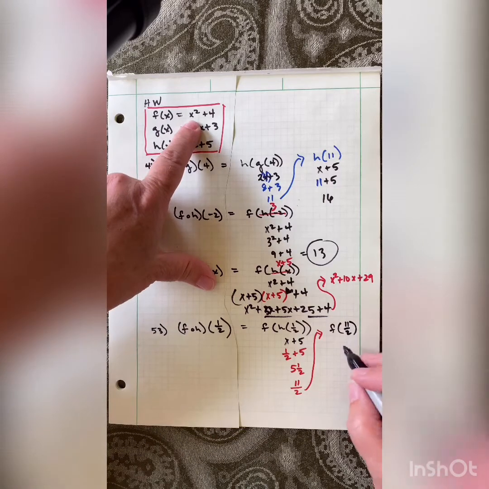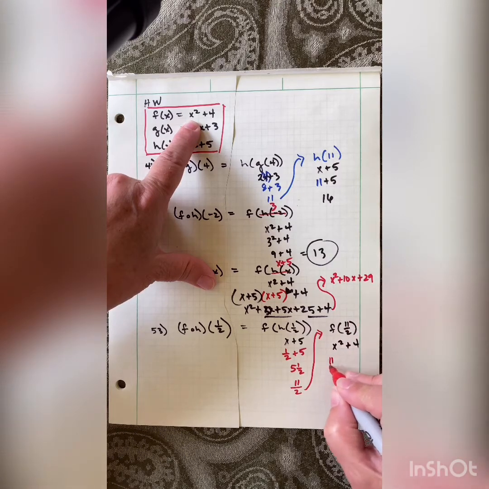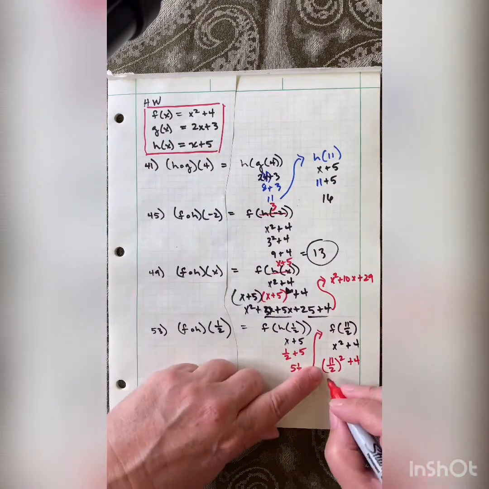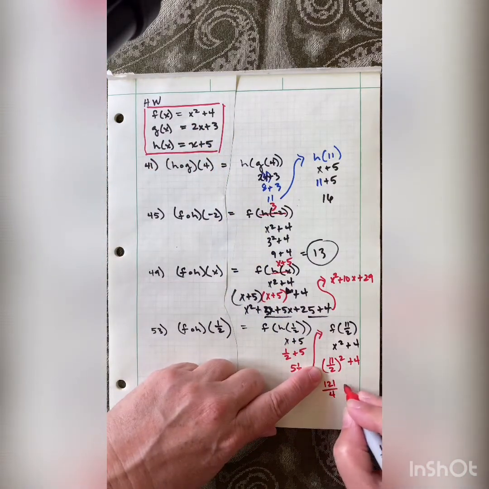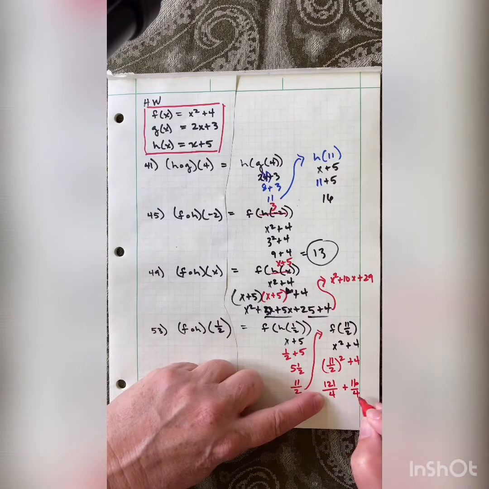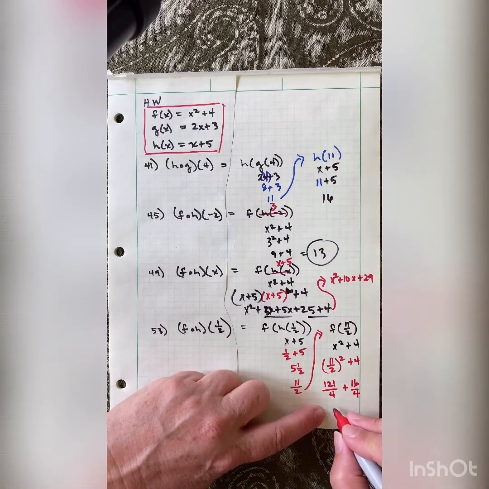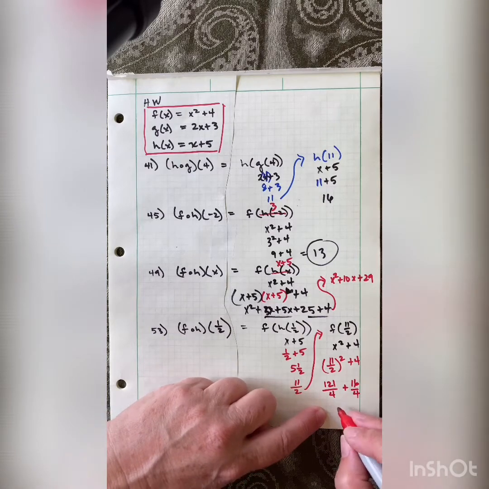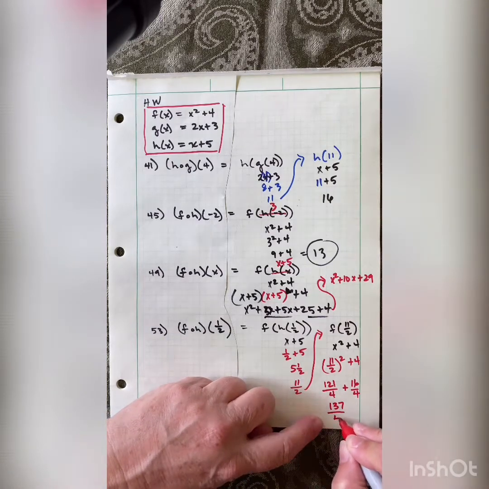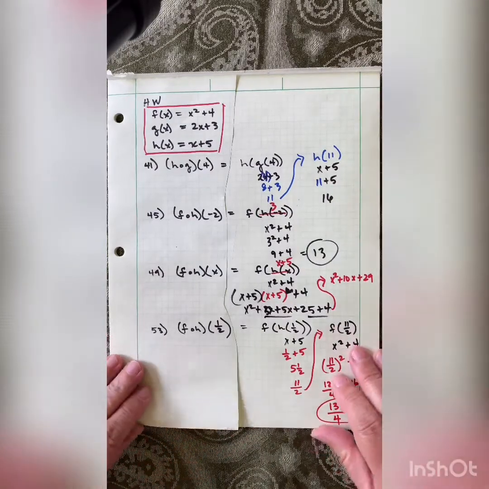Let's find f. Here it is. x squared plus 4. I am substituting that in every time I see an x. So 11/2, I'm going to square that, then add 4. When I square that, I get 121 over 4 plus, I'm going to rewrite this 4 as 16 over 4. That way I have a common denominator when I add those together. And then I will get 137 over 4, and that is the answer for that one. All right, good luck.